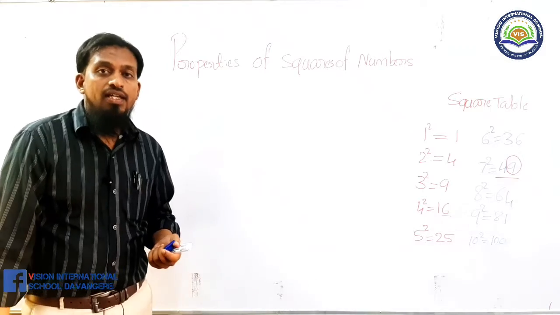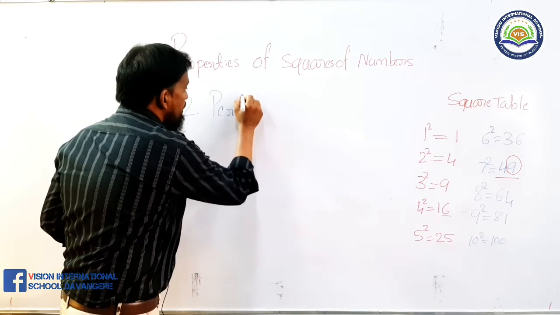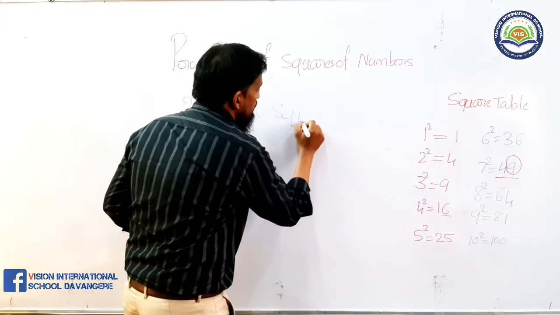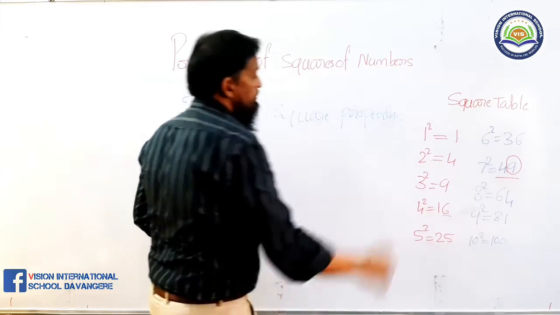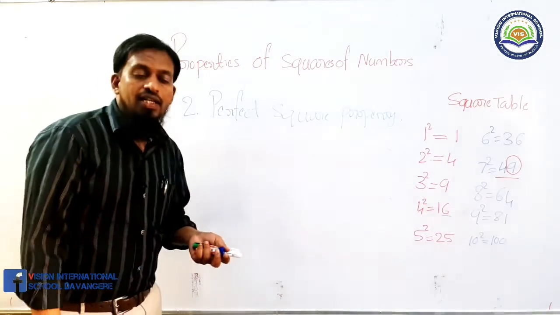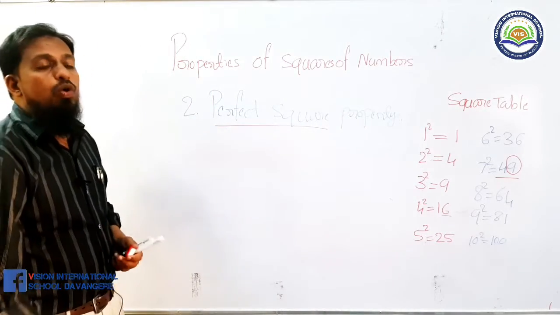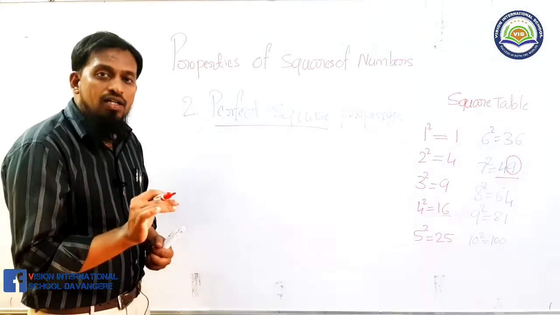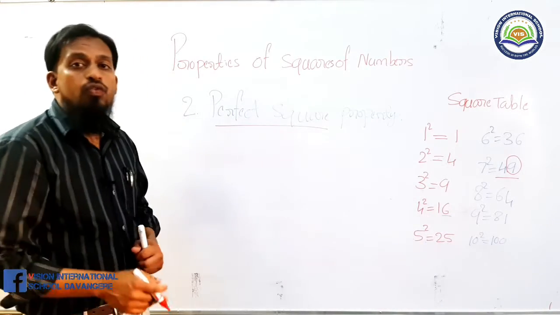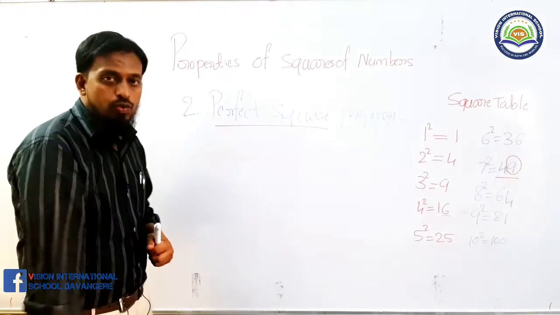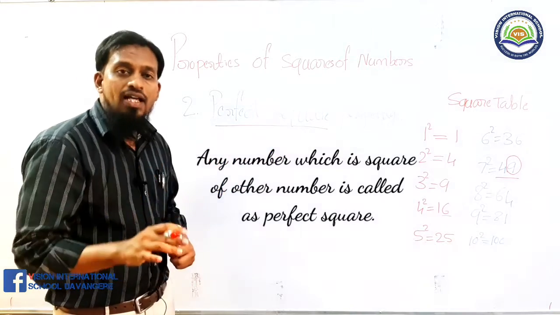Now coming to the second property, that is called the perfect square property. Property 2 is the perfect square property. In this again we have two terms. What is that? A perfect square. Let us understand what a perfect square is. Start writing the definition. Any number which is the square of any other number is called a perfect square. I'll repeat. Any number which is the square of another number is called a perfect square.